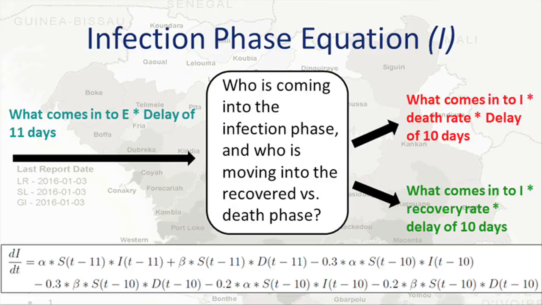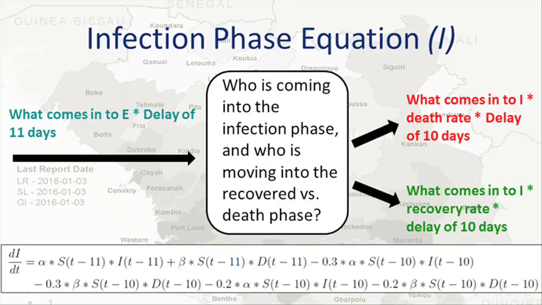So after 11 days of sitting in the incubation period, you're going to become infected with the virus and start showing symptoms. And then the people who are leaving the infection phase are either moving on to recovery or to death after 10 days. So we have the people coming in from the incubation period after 11 days, and then we have the people coming into the infection phase times the death rate times the delay of 10 days. And then the people that are moving on to the recovery are the people coming into I times the recovery rate times the delay of 10 days.